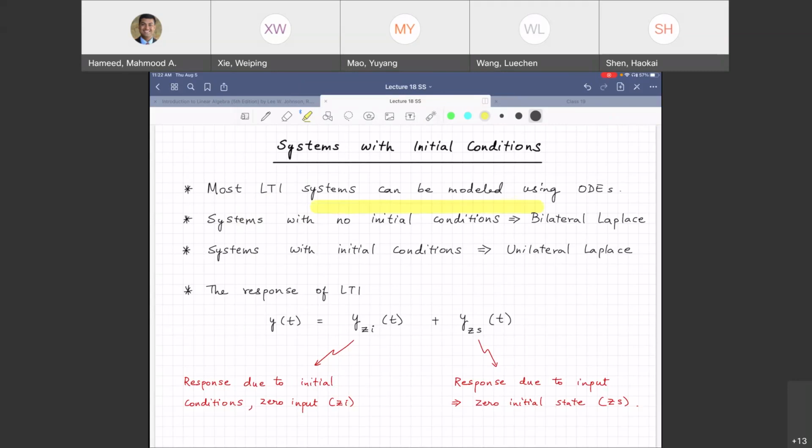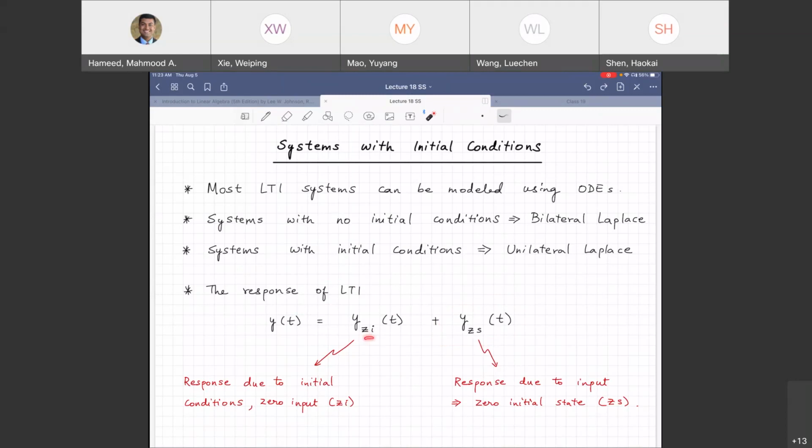Most LTI systems can be modeled using ordinary differential equations. For systems with no initial conditions, you apply the bilateral Laplace transform. Assume that you have no initial conditions and you will be able to do that directly. You don't have to worry about the initial conditions in that case. We did an example there for this. But if the systems have initial conditions, then you deal with the unilateral Laplace transform. So for this, the response of the LTI system will have two pieces. One is going to be y_zi, and the other is y_zs.